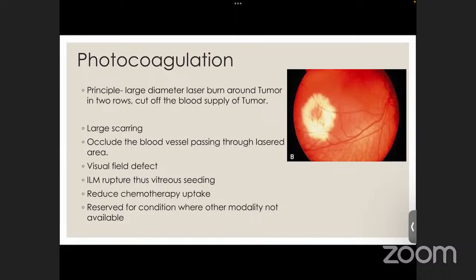Photocoagulation will also result in internal limiting membrane rupture and thus vitreous seeding. So it is not the primary modality and is reserved for conditions where other modalities are not available.